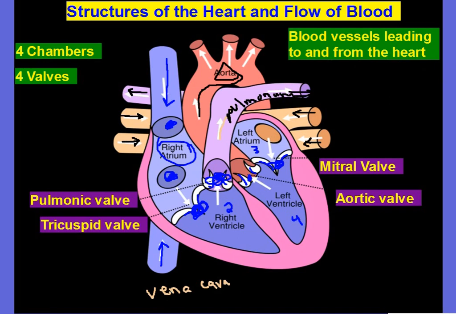So that would be your 4 chambers: right atrium, right ventricle, left atrium, left ventricle, your 4 valves: the tricuspid valve, pulmonic valve, mitral valve, and aortic valve, and the blood vessels: pulmonary artery, pulmonary veins, vena cavas, and the aorta, leading to or from the heart. And the order of the blood starts at the vena cava, to the right atrium, to the right ventricle, to the pulmonary artery, the lungs, comes back in the pulmonary vein, the left atrium, to the left ventricle.